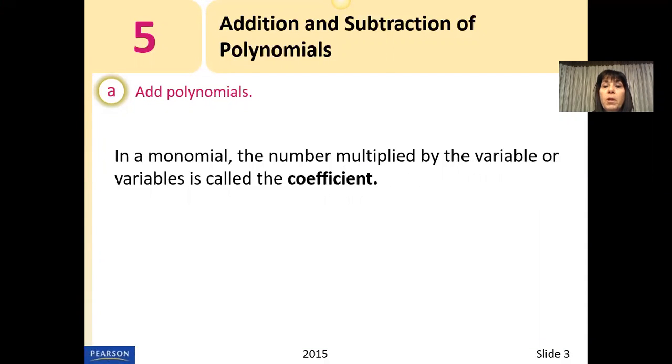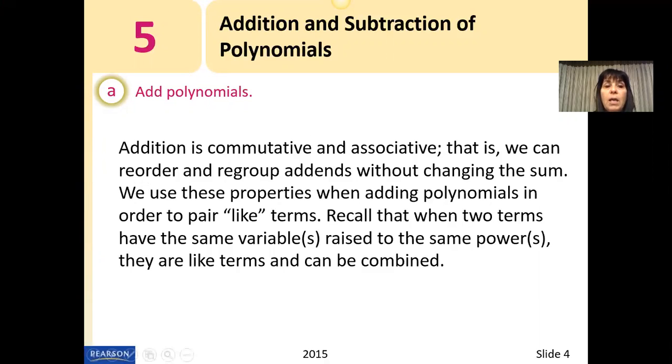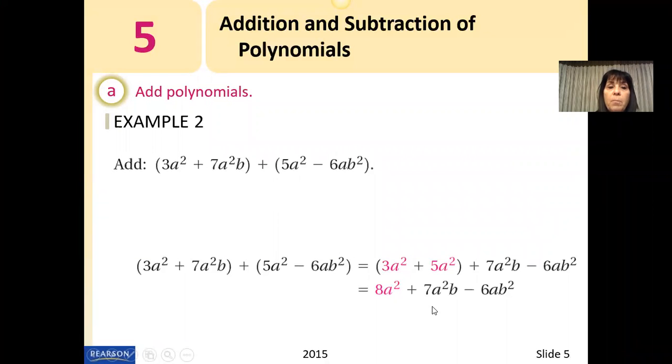In a monomial, the number that is in front is called the coefficient, and the letters that follow the coefficient are called the variables. In polynomials, addition is commutative and associative, so we can regroup things if we want to add them. So what we will do is regroup things so that like terms are put together, and these like terms are things that have the same variables raised to the same powers. Those are the only things that you can add, and the only thing that is different about them is that they have different coefficients.